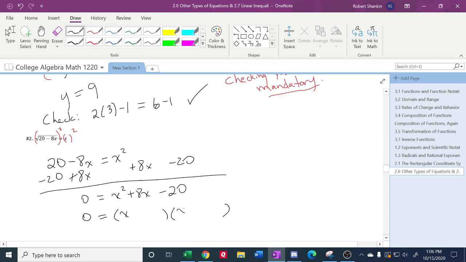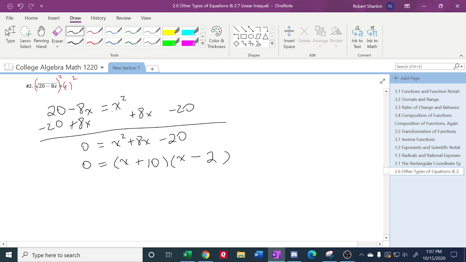X times x gives me x squared. Now, two things have to multiply to be negative. The only way that can happen is if one's positive and one's negative. So we look at the sign of the last term first, and it helps us determine our signs. Now we need two things that multiply together to be 20, but when I subtract them, I get 8. And that's going to be 10 and 2. And I want the larger one positive. Like this.